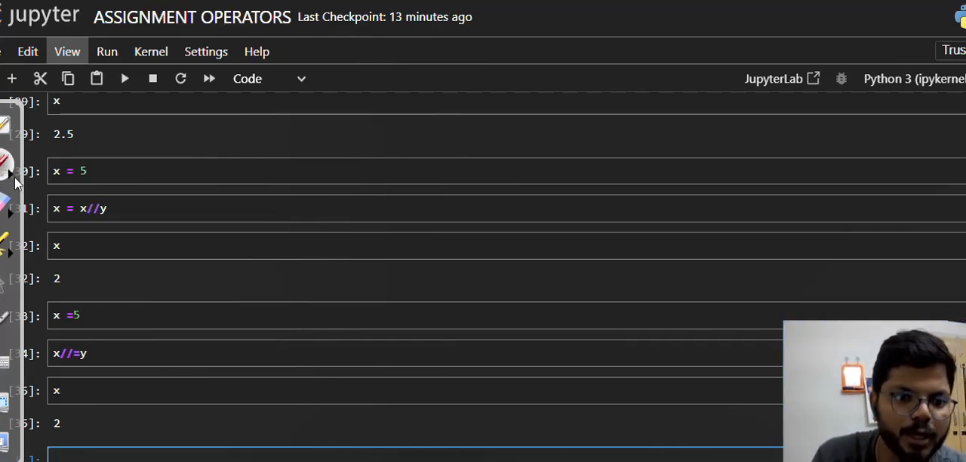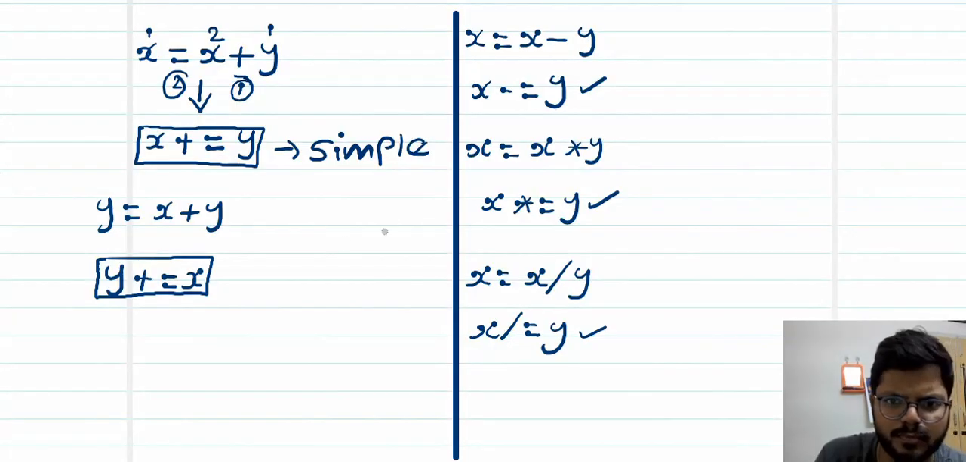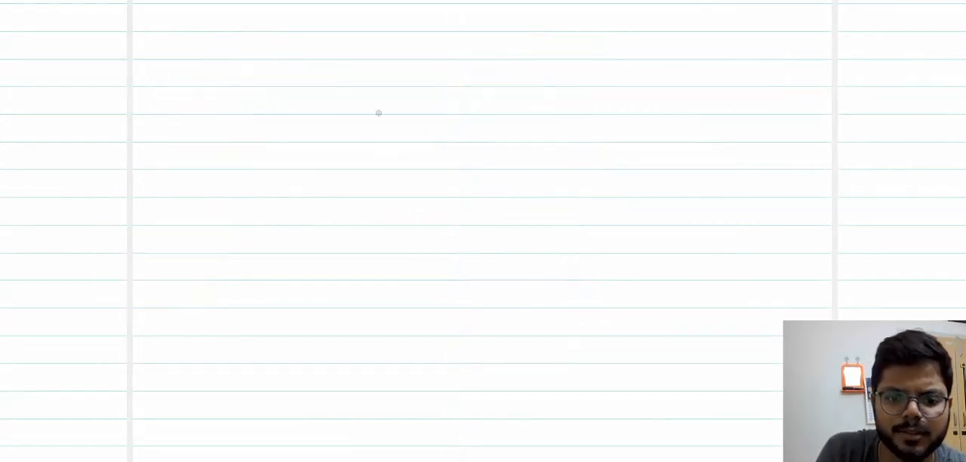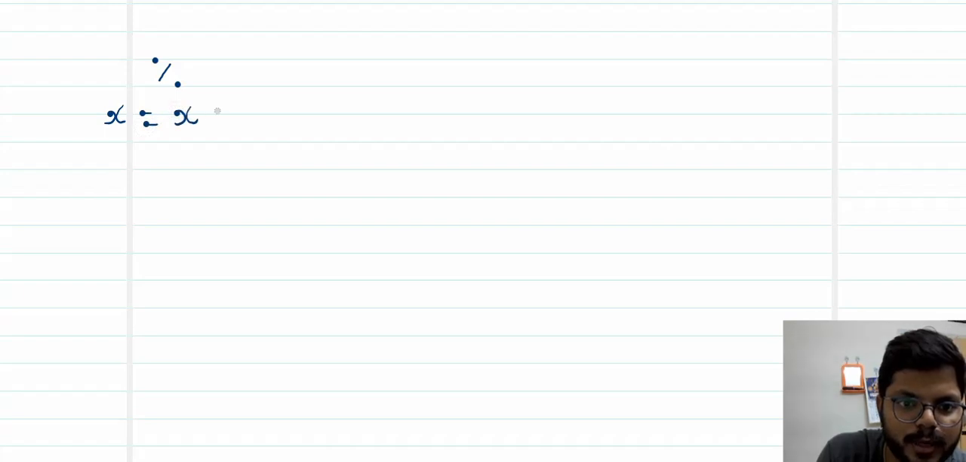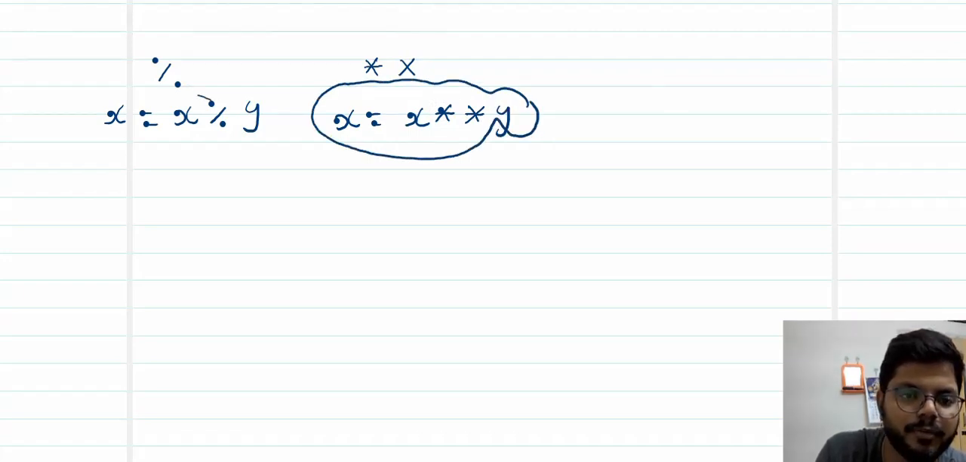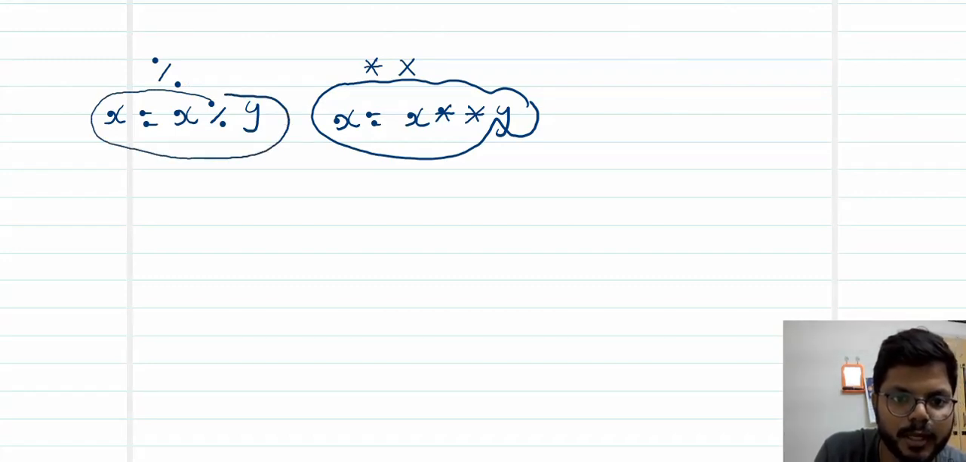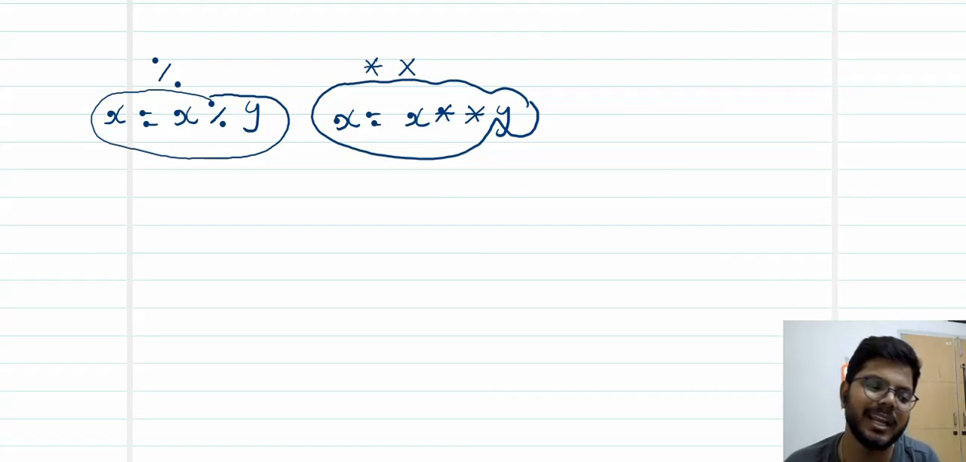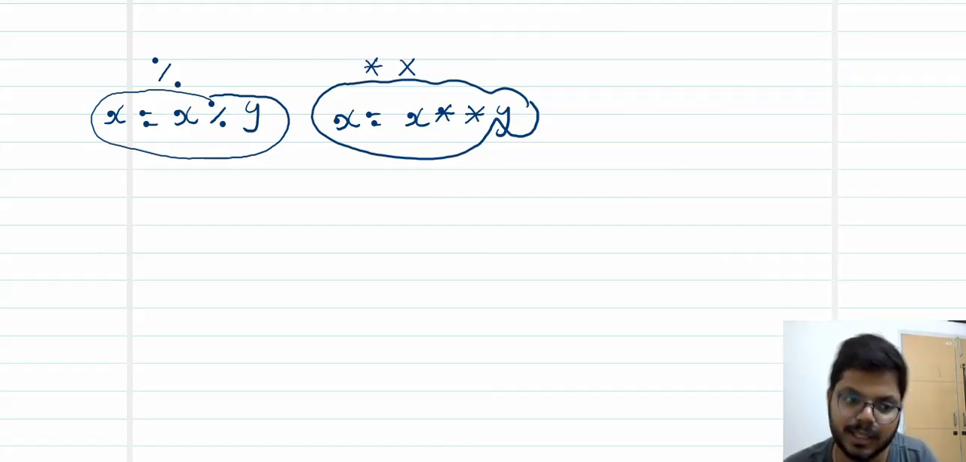Now it's your duty to do this activity. I will open a fresh page. Now it's your duty to do it for percentage, like x = x % y, and for exponent, like x = x ** y. For this question, you try it in your Jupyter notebook or any online editor and give me the answers in the comment box.